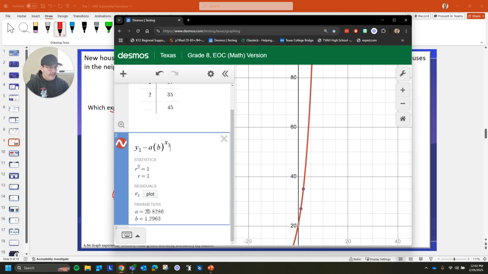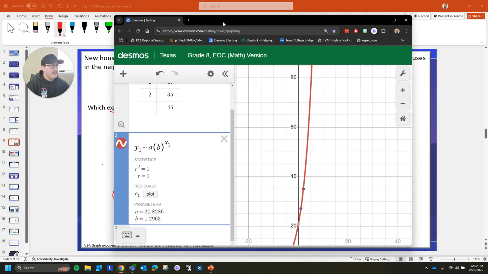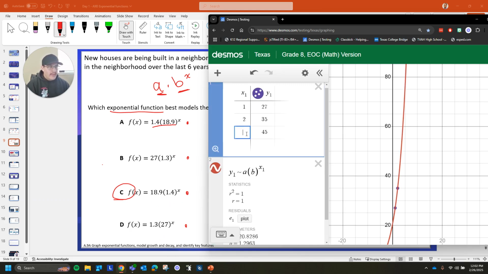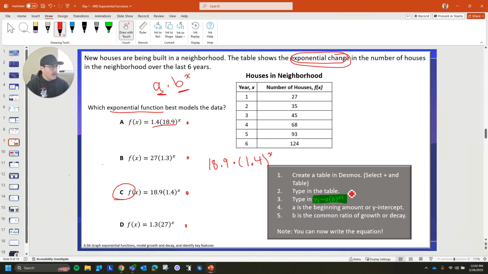Notice from our previous answer how they have decimals, and these don't include all the decimals in the problem. So I would be very wary of just brute forcing your way through this, because some of them may end up being close and you'll have to pay extra close attention. The way that we just did this will at least model it as closely as possible without having to do all that guesswork. Okay, so that's it for this problem. Letter C is our answer.